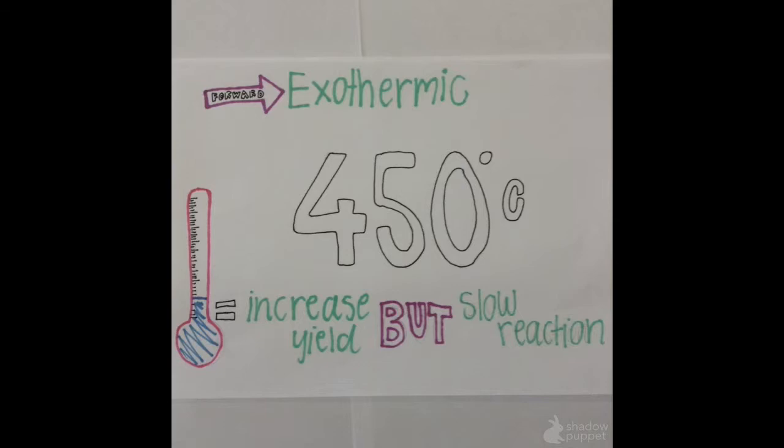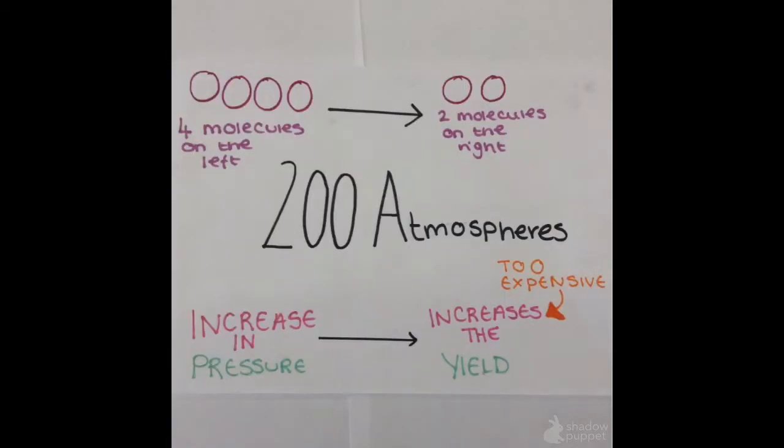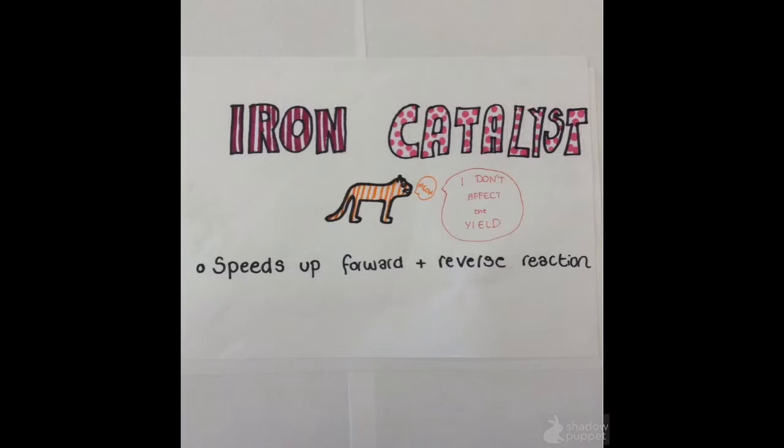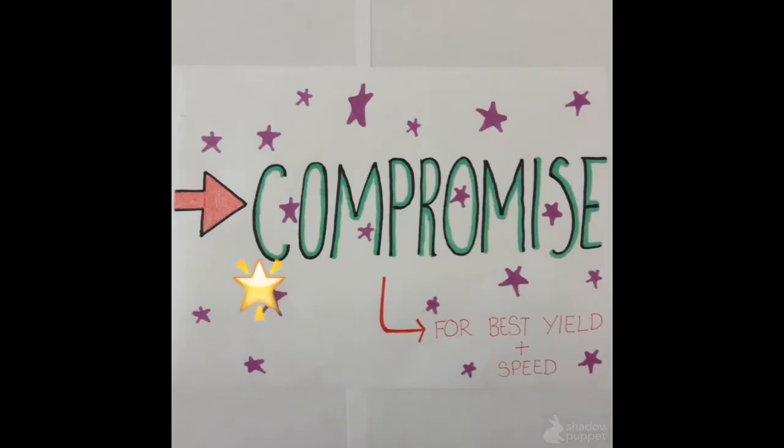This is a compromise. This process occurs at 200 atmospheres because there are 4 gas molecules on the left-hand side and 2 on the right, so an increase in pressure would increase the yield but makes the reaction very expensive. You use an iron catalyst to increase the rate of reaction. It does not affect the yield. The Haber process requires a compromise between the temperature and the pressure to get the highest yield with the fastest rate of the reaction to make it economically efficient.